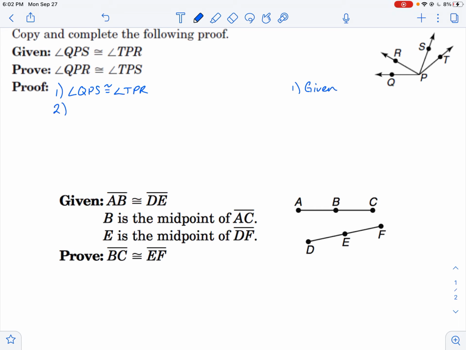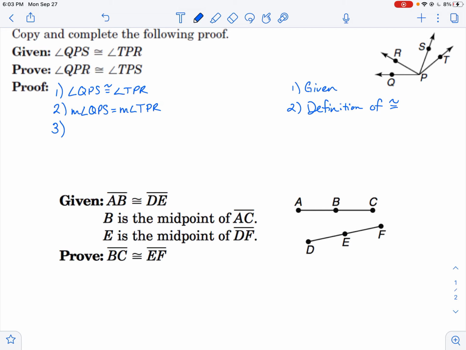Okay. Can I define anything? Well, no vocabulary words, but I can define congruence. I can say the measure of angle QPS equals the measure of angle TPR, because that's what it means to be congruent. If they're congruent, they're equal. So by the definition of congruent angles, those are equal. Okay, so I've used my givens, I used my definitions. I need to look for segment or angle addition if I think that's going to be helpful.